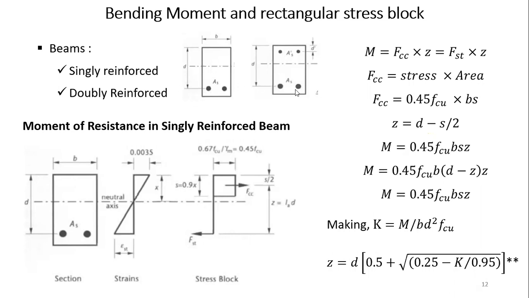But this is a doubly reinforced. You have steel at the tension zone, and we have steel at the compression zone. We are going to look at the analysis of each one after the other. So we are starting with the singly reinforced.